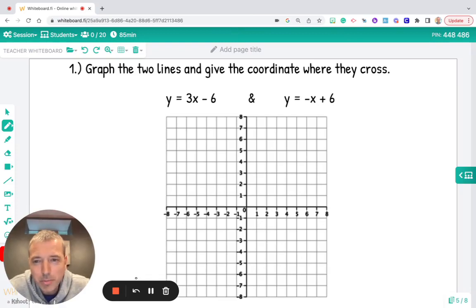Hey guys, let's answer question number 1. Graph the two lines and give the coordinates where they cross. So I have two equations written in slope-intercept form. Remember, that's y equals mx plus b. And I'm going to graph them both and see what happens here.